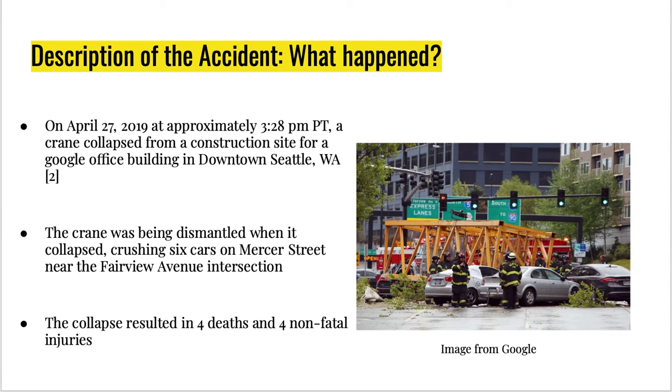So, as seen in the video, a crane collapsed from a construction site that was building a Google office building in downtown Seattle on April 27th, 2019, around 3:28 p.m. The crane was in the process of being dismantled as it collapsed onto Mercer Street near the Fairview Avenue intersection. Unfortunately, the collapse resulted in 4 deaths and 4 non-fatal injuries.